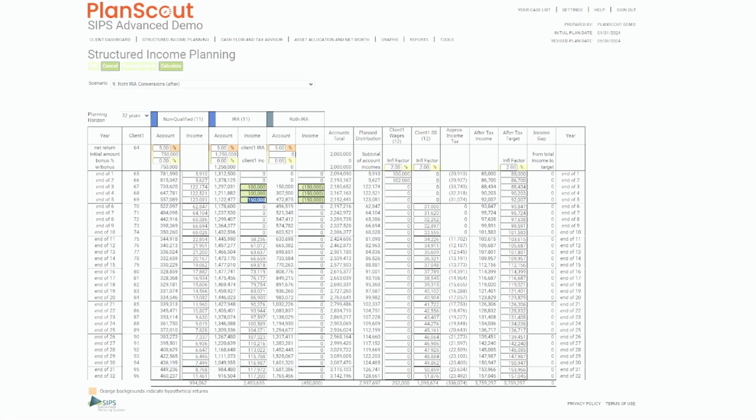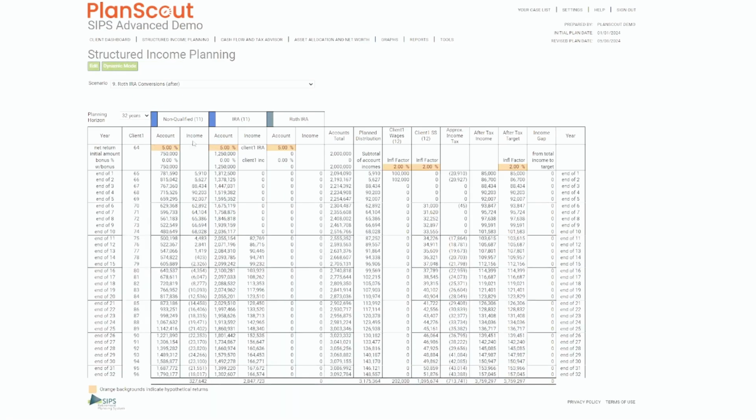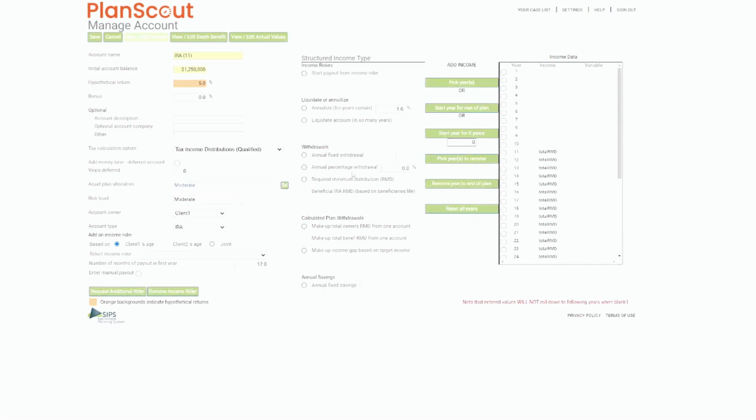Let's try $100,000 a year for years 3, 4, and 5. And there we go. We're right on the money here in terms of our tax targets. So I'm going to cancel out of dynamic mode. I'm going to go to my IRA, and I'm going to create an annual fixed withdrawal of $100,000 in years 3, 4, and 5. Click Pick Years, Save.